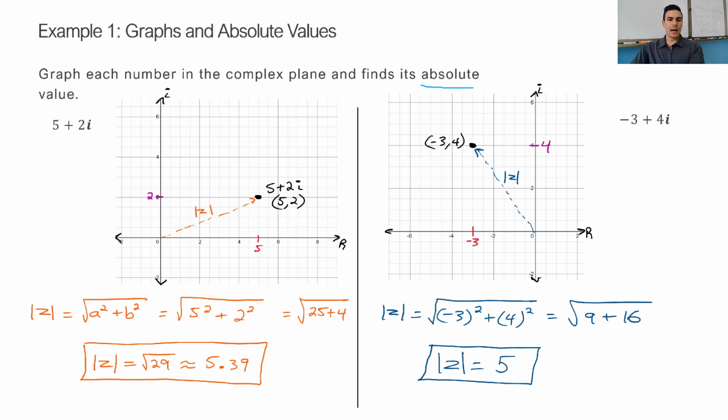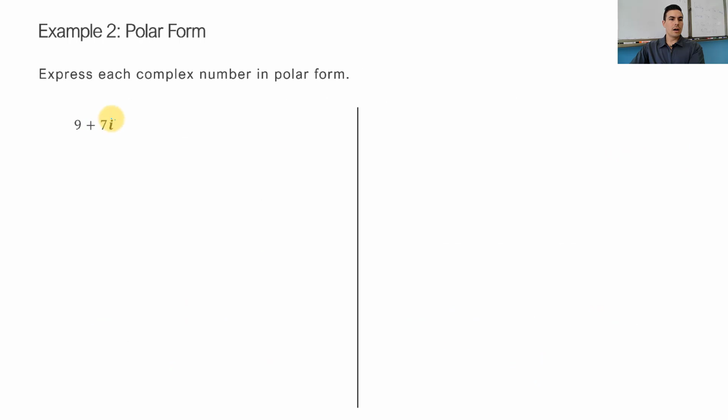All right, here's what I got. Hopefully you got an absolute value of 5, and your graph looks something like this. Okay, moving on, we're going to express our complex numbers in polar form. Now keep in mind, polar form is different than the polar coordinates of a complex number. Those are two different things.